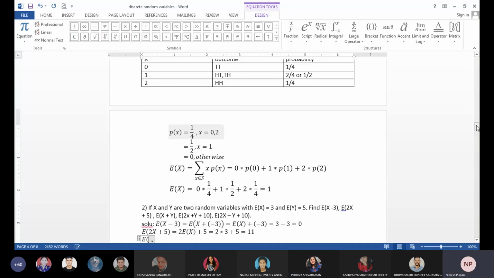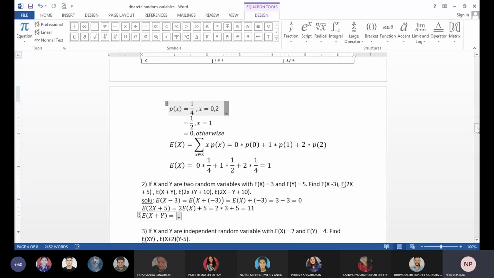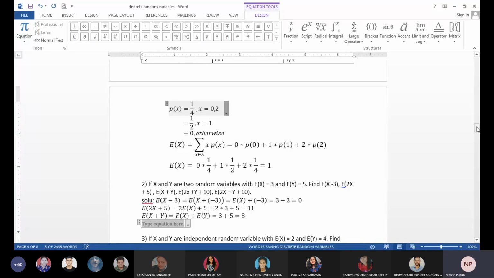Then expected value of x plus y. So fifth property: expected value of x plus expected value of y. 3 plus 5 gives me 8. Okay, 3 plus 5 gives me 8.